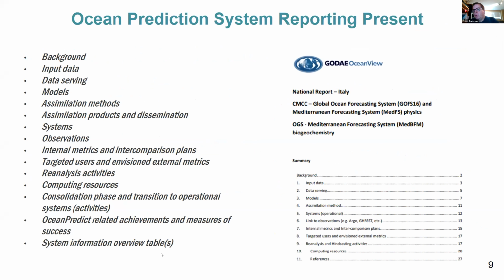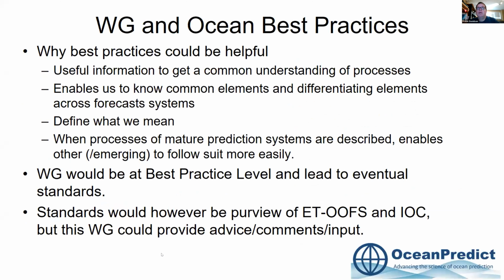I've already talked about task teams. Now on the reporting: every year, on an annual basis, each system would do a report. And now our challenge is to say, well, what are the best practices? What is it that we need to put in these reports? How do we make them more consistent from one system to the next, and also more useful for a variety of end users and stakeholders for ocean forecasting?